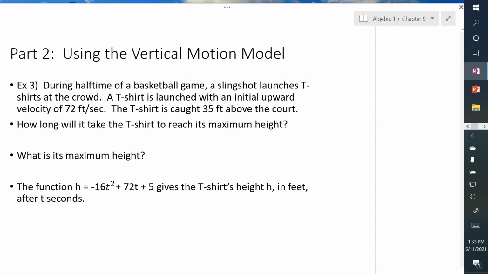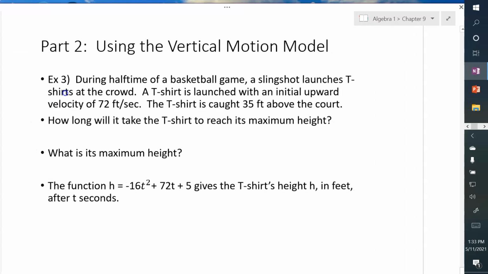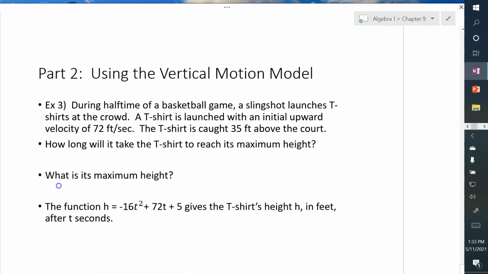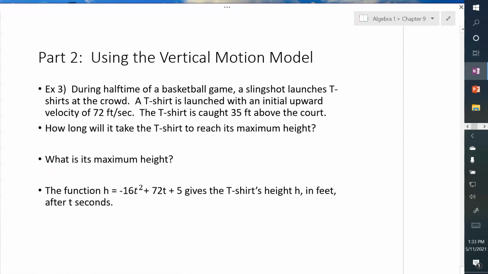All right, part 2. Now we're going to use the vertical motion model. So during halftime at a basketball game, a slingshot launches t-shirts at the crowd. A t-shirt is launched with an initial upward velocity of 72 feet per second. The t-shirt is caught 35 feet above the court. How long will it take the t-shirt to reach its maximum height? What is the maximum height?